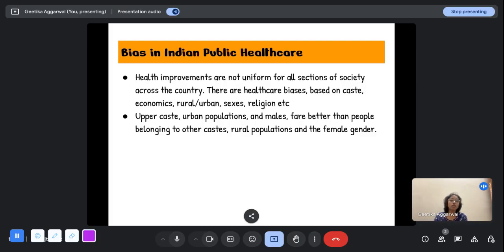And often, as you might already expect, it's the upper caste, the urban populations, and the males that are faring much better, even in terms of receiving public health or healthcare, as compared to the lower castes, the other castes, and rural populations. And females are doing much worse than the males in a lot of these conditions. We will be discussing this a little more in detail. But females suffer a lot more from anemia as well in the country. And in general, there is a bias that exists in Indian public healthcare.